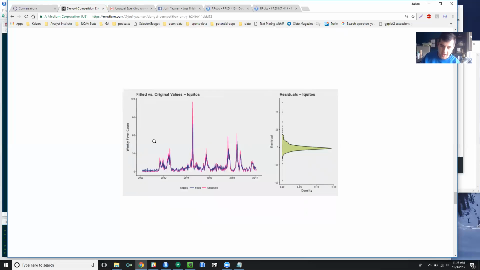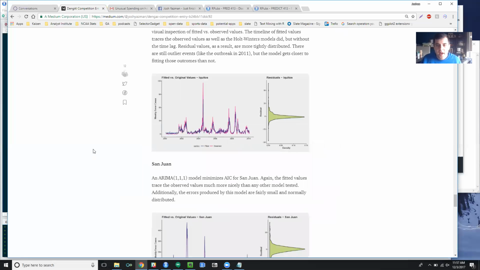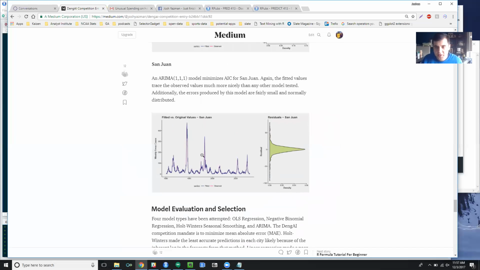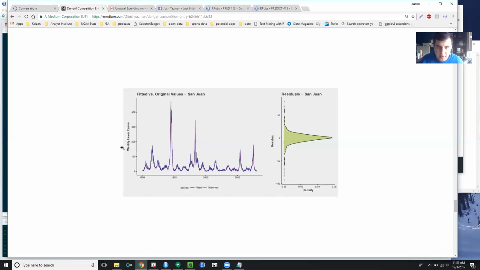There don't appear to be any negative predictions, which is nice, and the residuals are fairly tight. Not exactly normally distributed, but definitely centered around 0, with just a few outliers around where that epidemic period happened. And then the same story is true in San Juan.